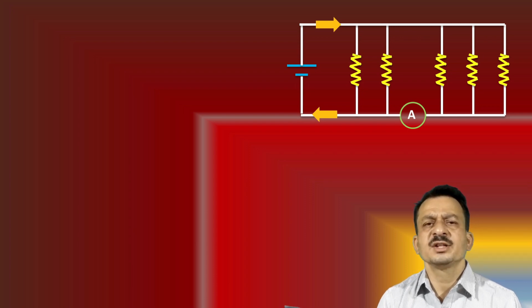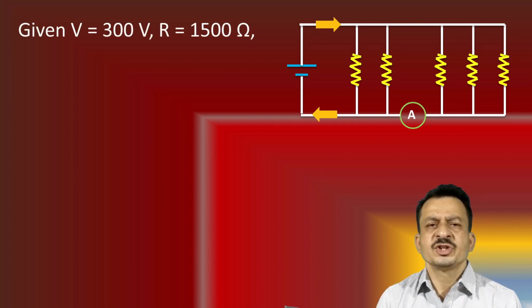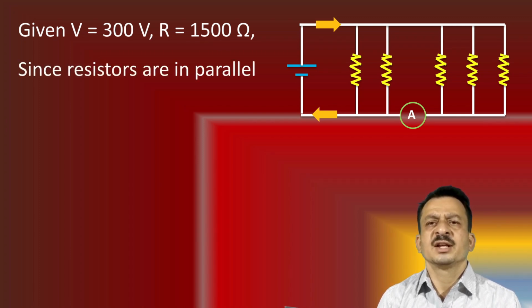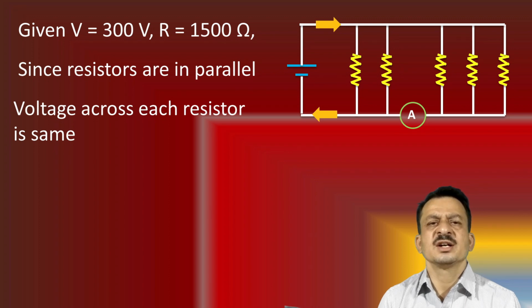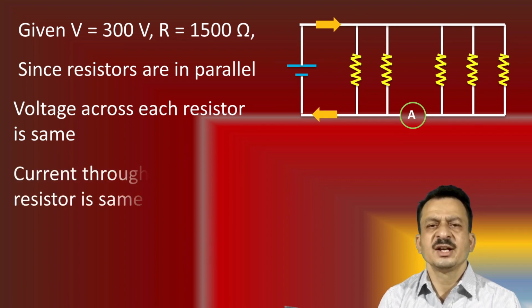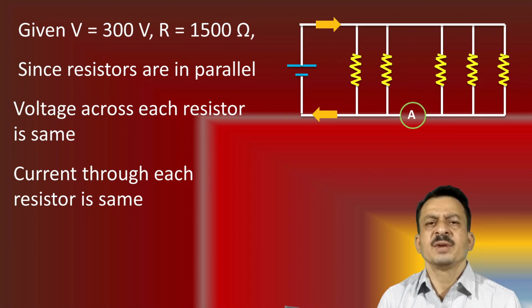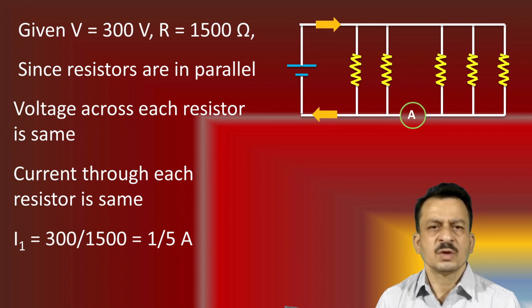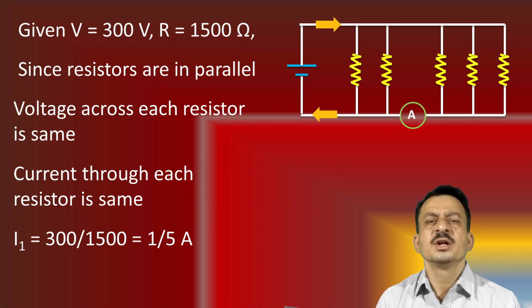Now since all the resistors are equal and are connected in parallel, the voltage across each resistor is the same. Therefore, since the resistors are equal, the current through each resistor is also the same. If I take I1 as the current flowing through one resistor, it is given by V by R, that is V is 300 and R is 1500. So 300 divided by 1500 is 1 by 5 amps. Therefore, the current through each resistor is 1 by 5 amps.